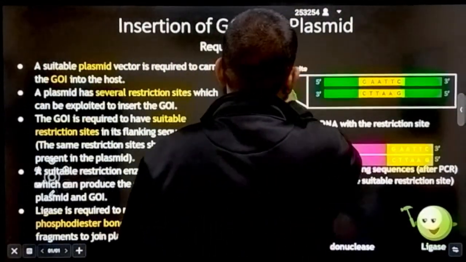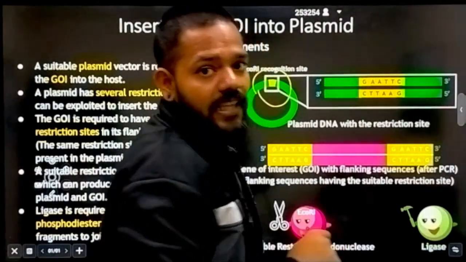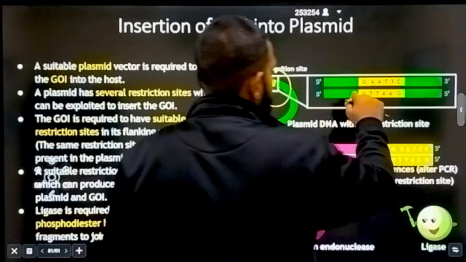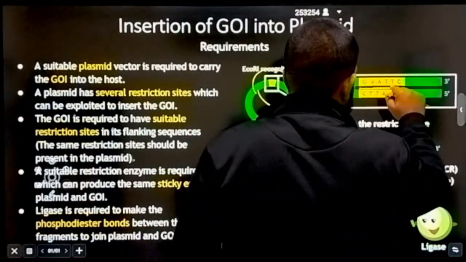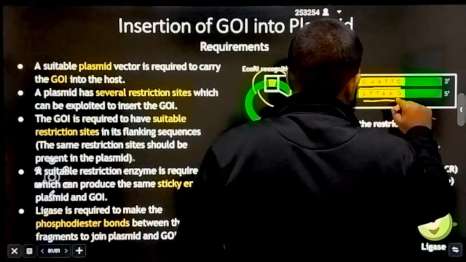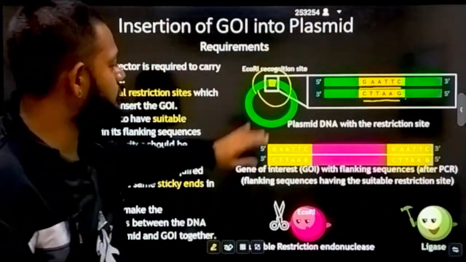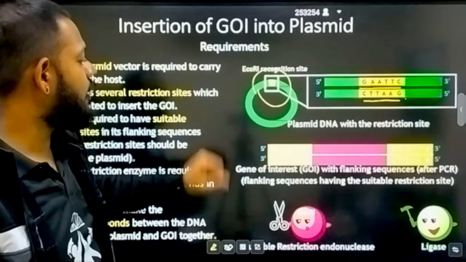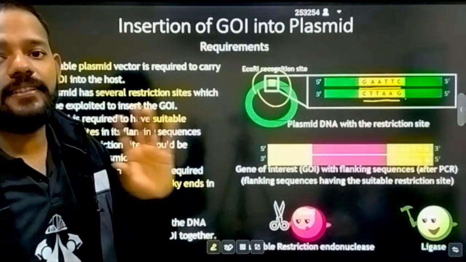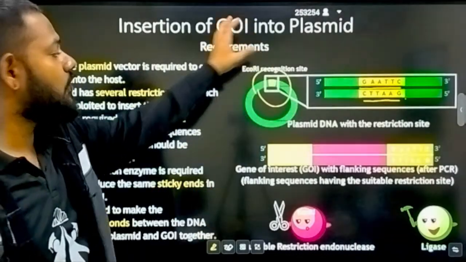So this is your EcoRI restriction site recognition site, having the sequence GAATTC and CTTAAG. Now, plasmid DNA with restriction site. Now you have to insert the desirable DNA, your gene of interest.